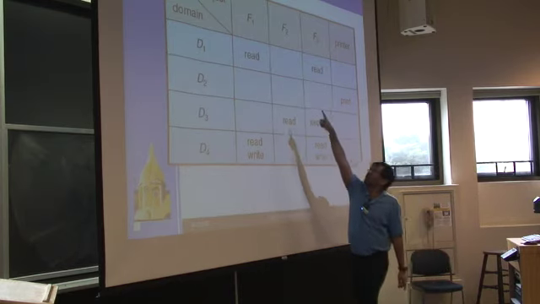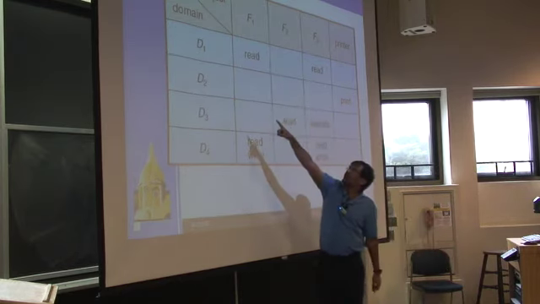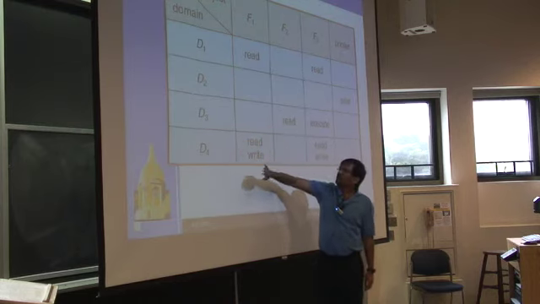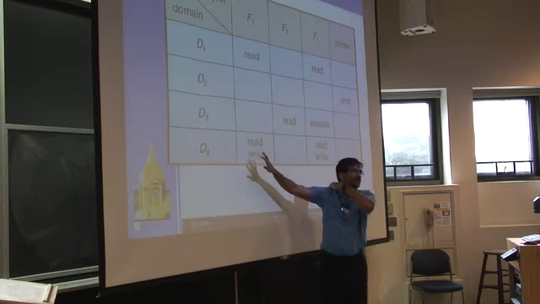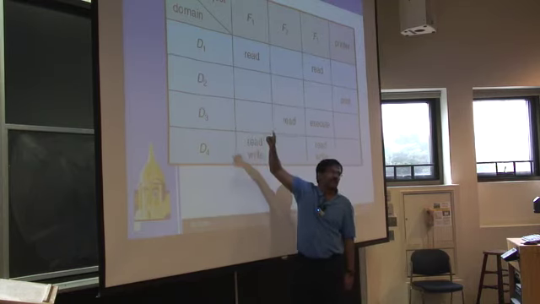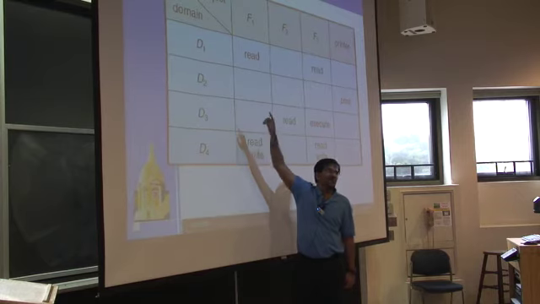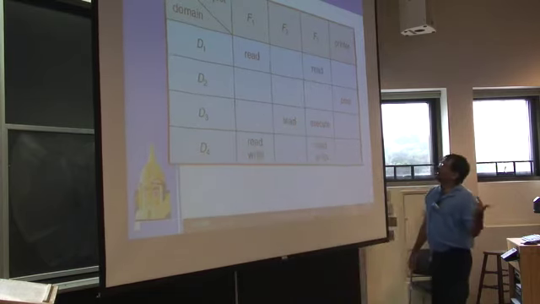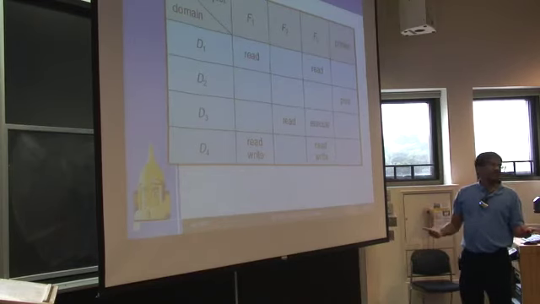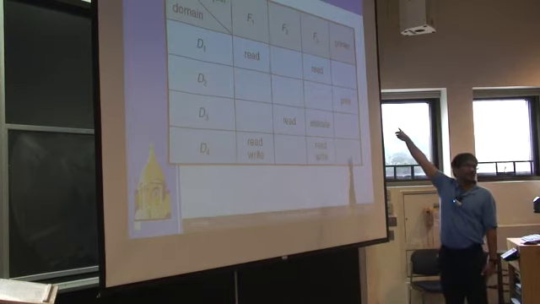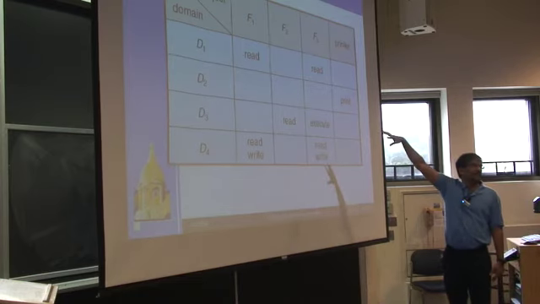So for example, for file F1, domain D1 has read access, domain D2 has no access, D3 has no access, D4 has read and write access, right? If you think of them as users, that's me, that's somebody else, somebody else, somebody else. So if you think of D1 as me, that tells me that I have read access for F1, read access for F3, and nothing more, right? And user D2 has print access to a file, and so on, right?